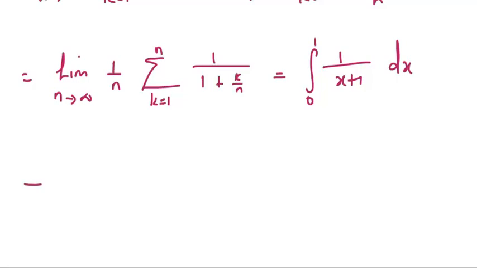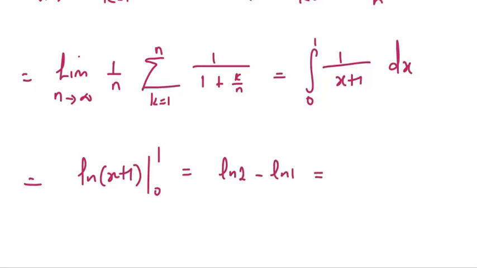So from here, this is equal to the ln of x plus 1 with our limit running from 0 to 1. When you take the upper limit, you get the ln of 2, minus the lower limit, the ln of 1, which is simply equal to ln of 2 minus 0, which is equal to ln of 2. So this here is our correct answer.